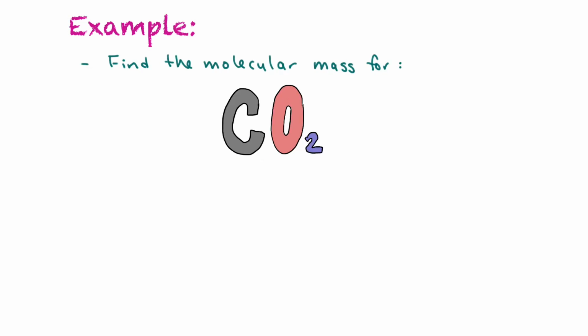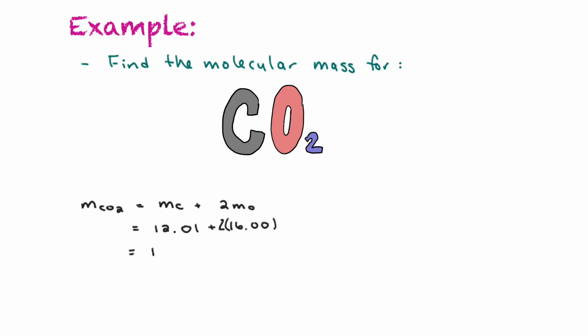In our second example, we're going to find the molecular mass for carbon dioxide. So again, it's going to be the mass of carbon dioxide is equal to the mass of one carbon atom plus 2 times the mass of an oxygen atom, because there's 2 oxygens. So the mass of carbon is 12.01 atomic mass units, and then the mass of oxygen is 16.00. We need to times that by 2.